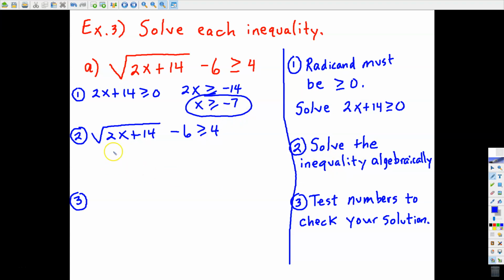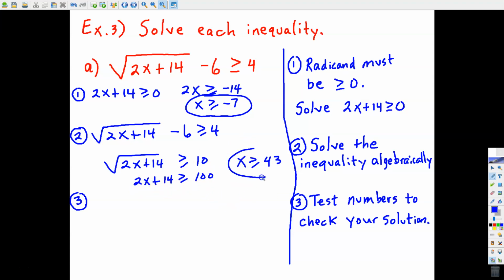Step 2, I'm going to go ahead and solve the inequality much like we did when it was an equation. I'm going to isolate the radical, and then go about our routine. I'm going to raise both sides to the second power, and then solve for x, and you can probably see that x is going to be greater than or equal to 43. Subtract 14, divided by 2, 86 divided by 2 is 43.